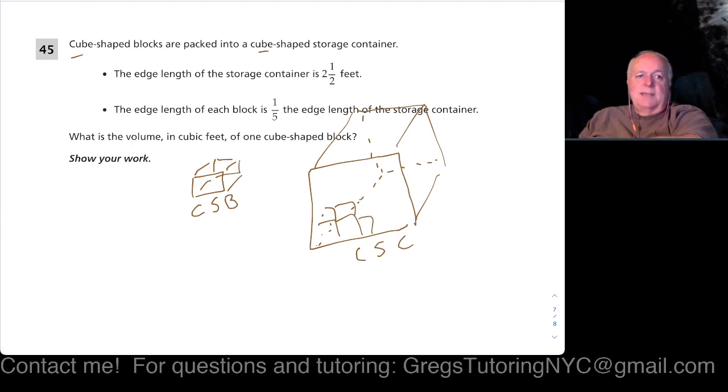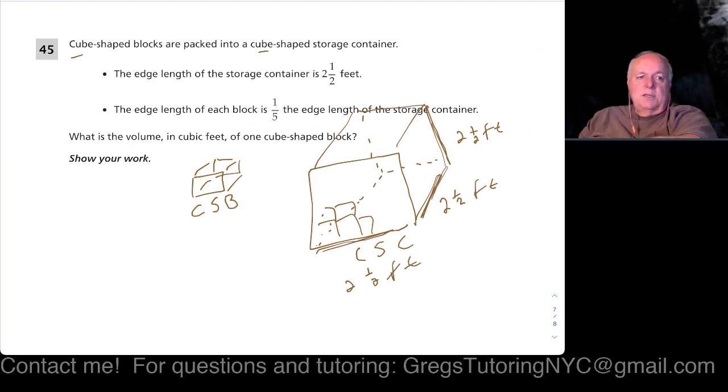So it says the edge of the storage container is 2.5 feet. So since it's a cube, this is 2.5 feet. This here is also 2.5 feet, and the height, the so-called height, is also 2.5 feet. Okay, everything's in feet so far, so we have no unit conversion problem so far.